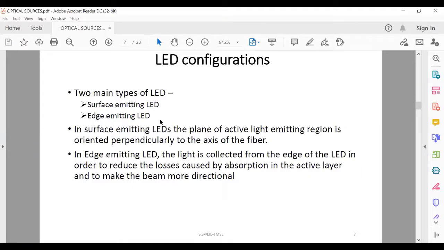And in surface emitting LEDs, what happened? The plane of active light emitting region is oriented perpendicularly to the axis of the fiber. But in case of edge emitting LED, the light is collected from the edge of the LED, in order to reduce the losses caused by absorption in the active layer and to make the beam more directional. Okay, so I will discuss it in detail.